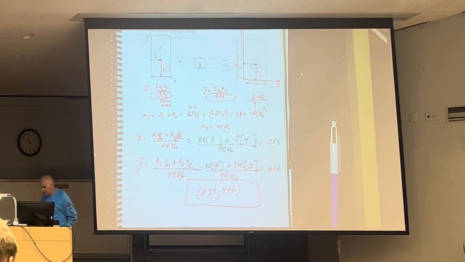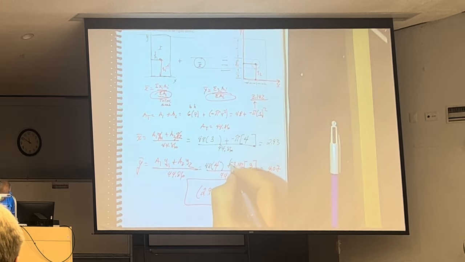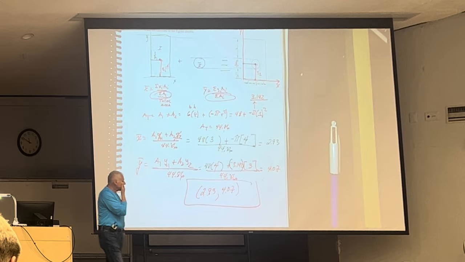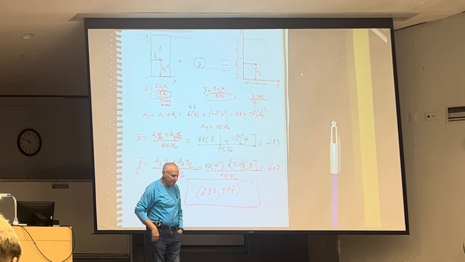Yes, that should be a negative here. It's plus a minus, because it's a cutout. Yes, it's a negative 3.142.